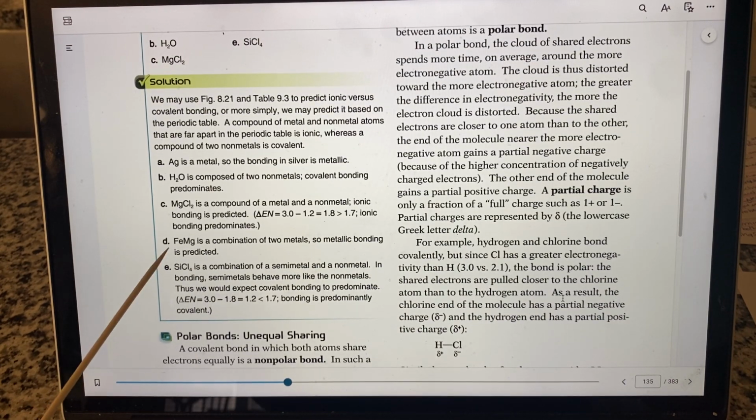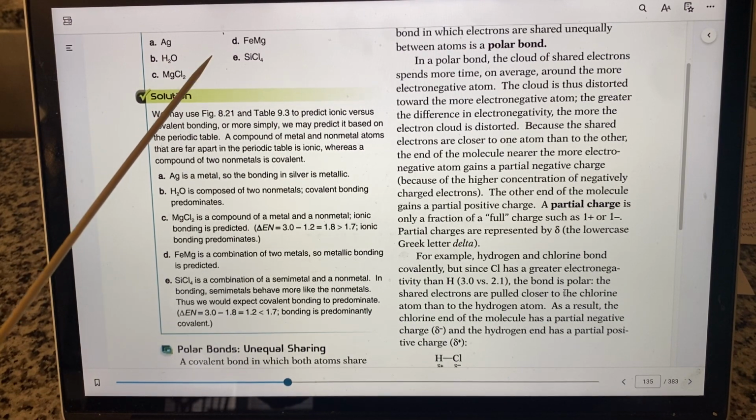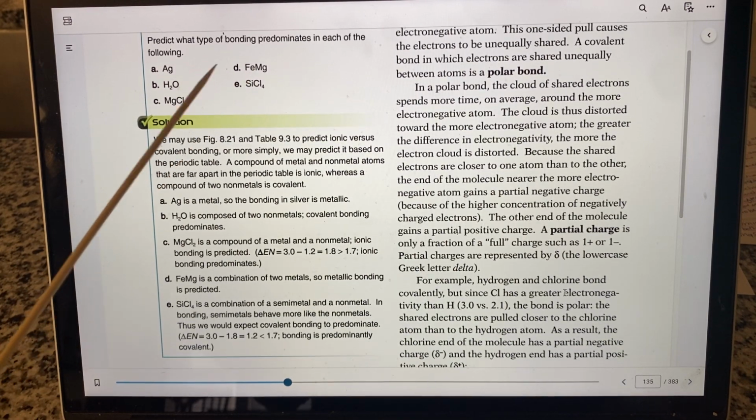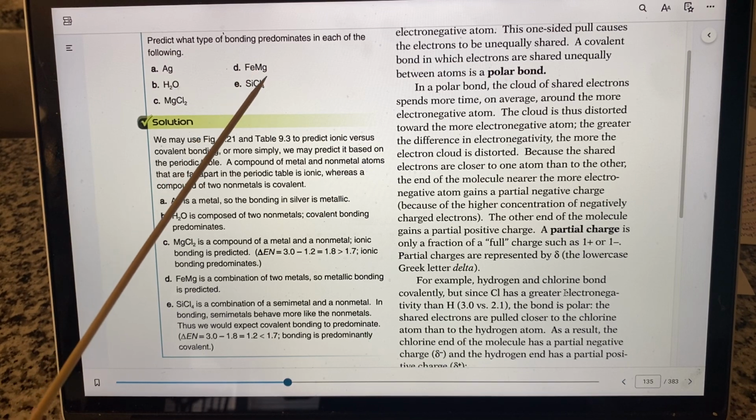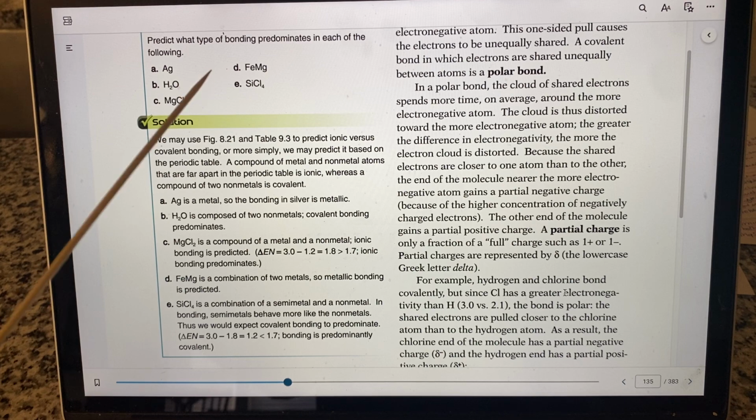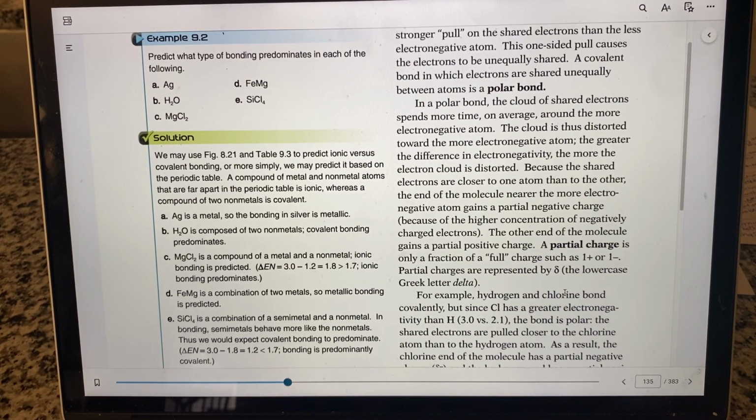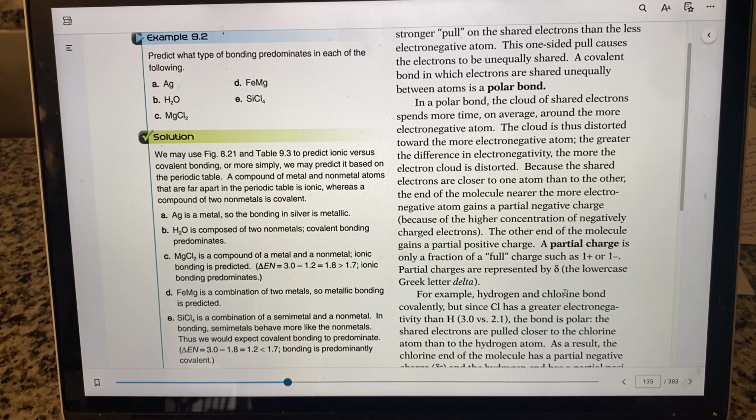So now we have FeMg, this one here. Fe means iron, and magnesium, they're 2 metals, right? So if they're 2 metals going together, they're going to be metallic. 2 metals are always metallic. And then on to silicon and chlorine.